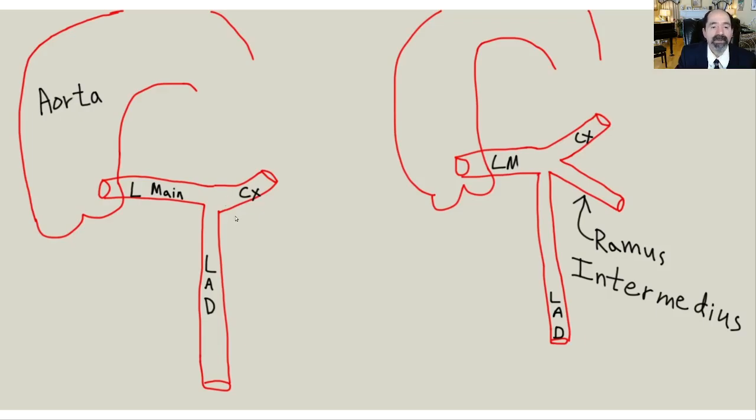But the reason I'm showing it to you is there's a normal variant called a Ramus intermedius. And Ramus means like branch of a tree. Intermedius is just an intermediate vessel between the two. So instead of being a bifurcation of the left main coronary artery, it's a trifurcation of the left main coronary artery. The relevance is there are some papers showing increased risk of left anterior descending atherosclerosis with this anatomy, increased risk of a larger myocardial infarction.